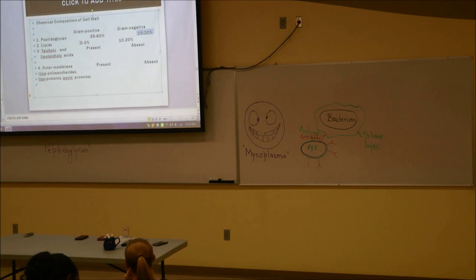Second, lipid. Gram-positive have less, and gram-negative have more. So you can replace those numbers with less and more. And here's a new terminology right here. It's called teichoic acid. Please add the word wall, W-A-L-L, wall teichoic acid, and lipoteichoic acids. These are only present in gram-positive bacteria. One more time, this teichoic acid, I'll show you the function of that later. It is only found in gram-positive, absent in gram-negative.